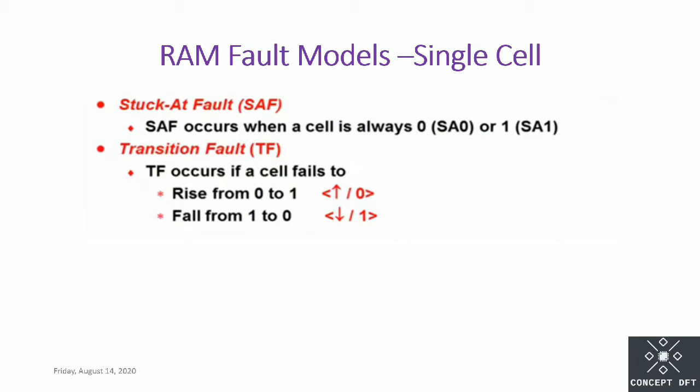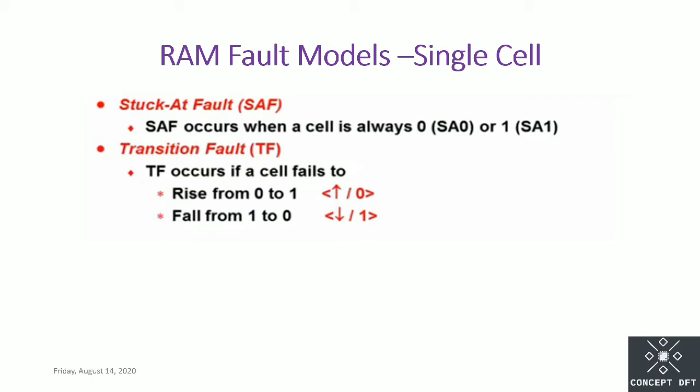First of all, we will see RAM fault models in single cell. So, in single cell, two faults occur. First one is stuck-at fault and another one is transition fault. Stuck-at fault occurs when signal is always stuck at 0 or stuck at 1. That is stuck-at 1 or stuck-at 0.